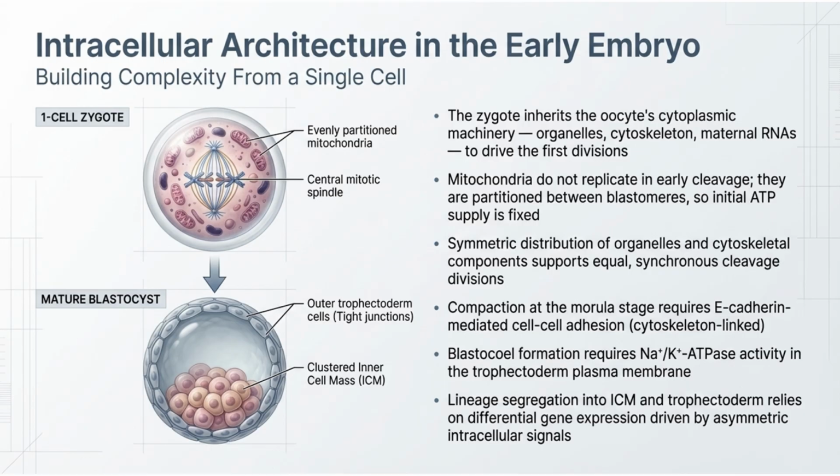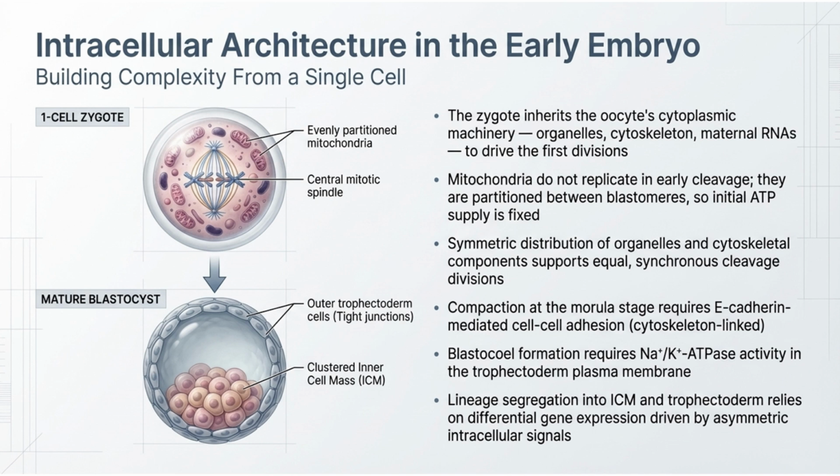The early cleavage divisions from zygote to morula are characterized by symmetric distribution of organelles and cytoskeletal components, a requirement for equal, synchronous cell division. Any asymmetry in organelle distribution or cytoskeletal organization tends to produce unequal blastomere sizes, which is an observable morphological abnormality that flags potential intracellular dysfunction.